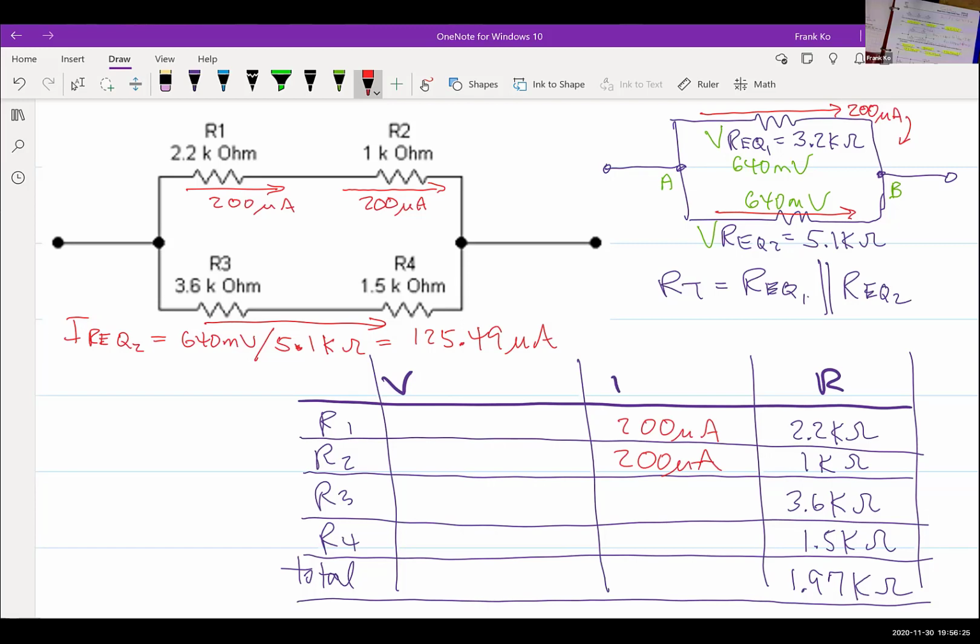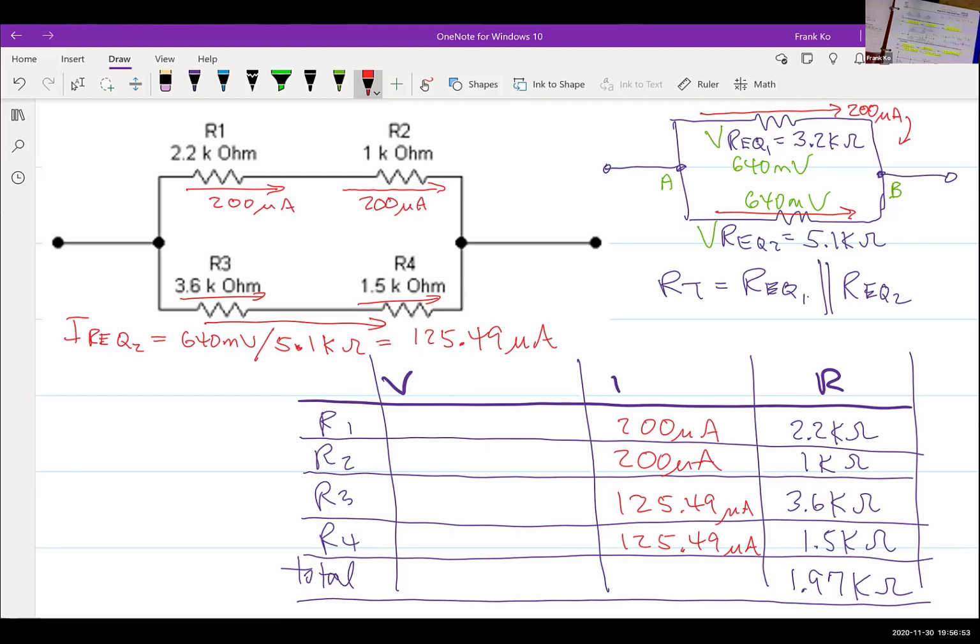Okay, so far so good. Do you now know, because that's based on Ohm's law, the individual current flowing through R3 and flowing through R4? Can I fill them in my table? 125.49 microamps, 125.49 microamps. There we go.